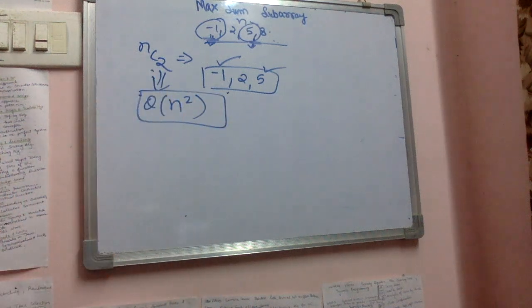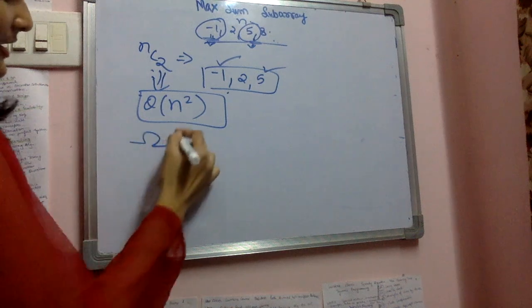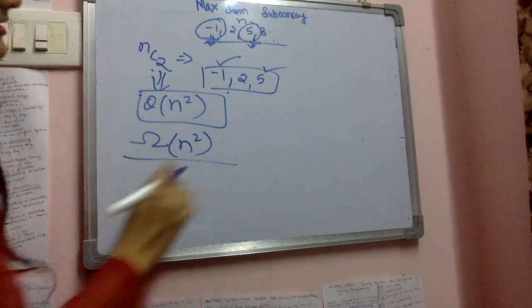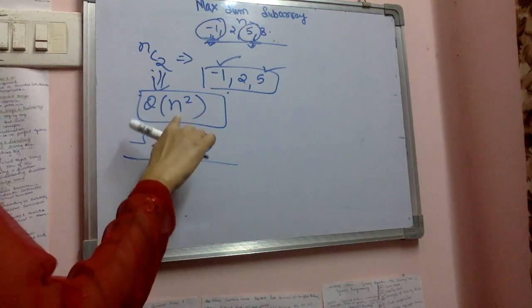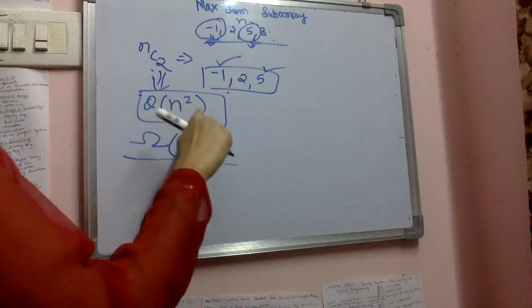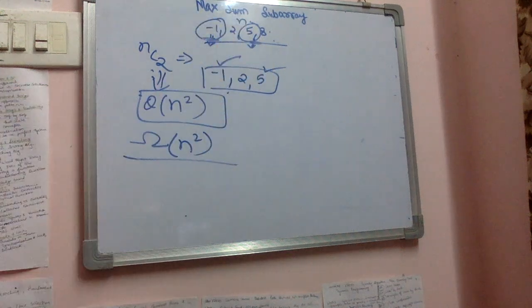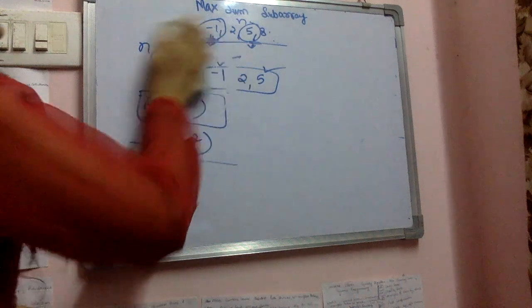So at most, what we can hope is that our algorithm will run in omega of n squared time. That means the lower bound is n squared. We have to compulsorily do n squared computations because there are n squared subarrays. So let's see how we can code this brute force algorithm.